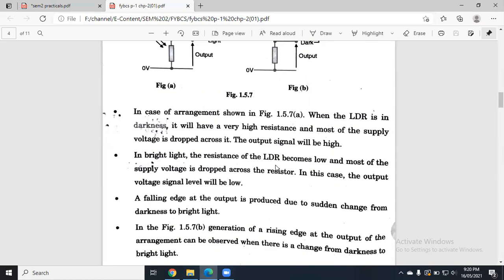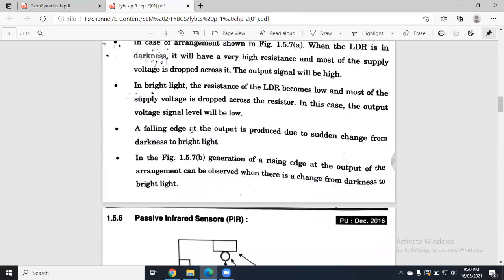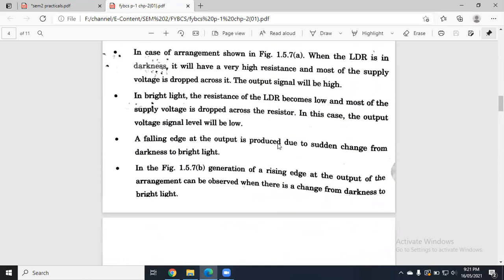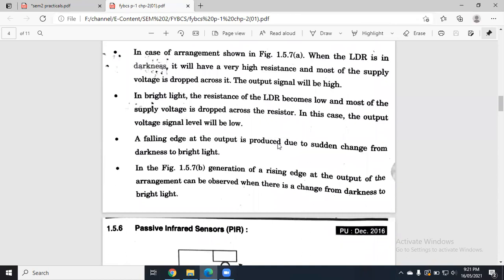Okay, after that, a falling edge at the output is produced due to the sudden change from darkness to brightness. Now we know that whenever you have dark light, the resistance is high. But why is that high to low transition there? Why is there a dark to light transition? Because suddenly we are putting that resistor from one light condition to another light condition. Because of that sudden change, there will be a spike or falling edge, you can say.